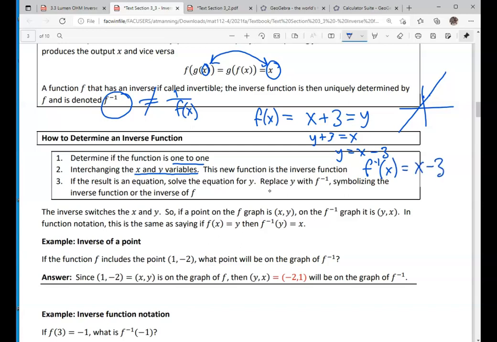For this very simple example to walk through what they're saying here, to find what we call the inverse function. First of all, it's 1 to 1. Yep, it's a line. It's not horizontal. It's 1 to 1. And it's not a vertical line. Interchange x and y. Solve for y. And call that f of negative 1.